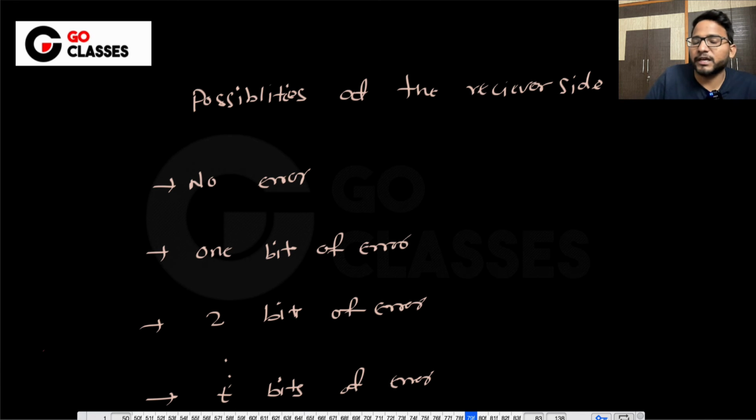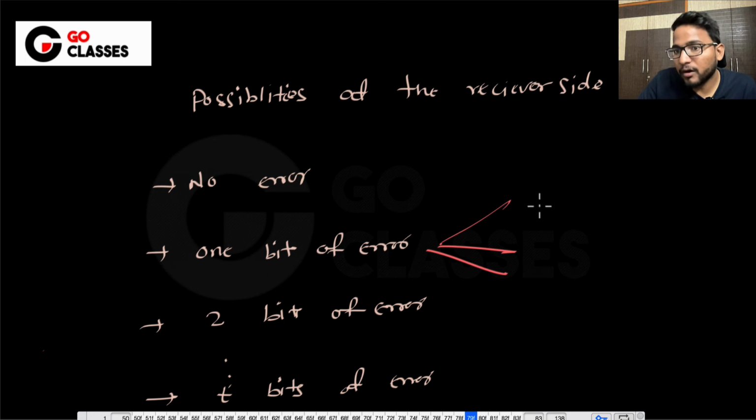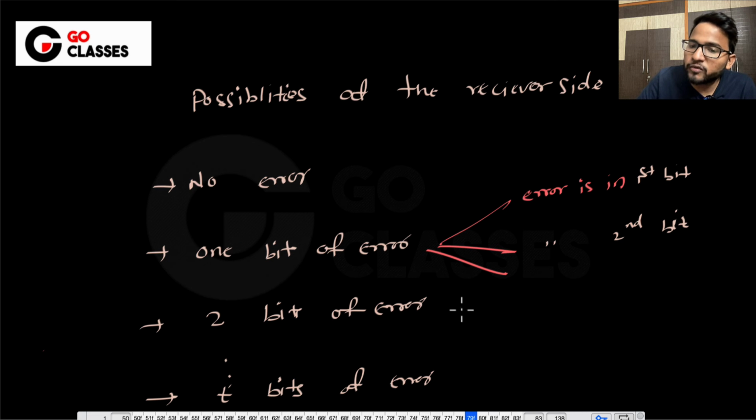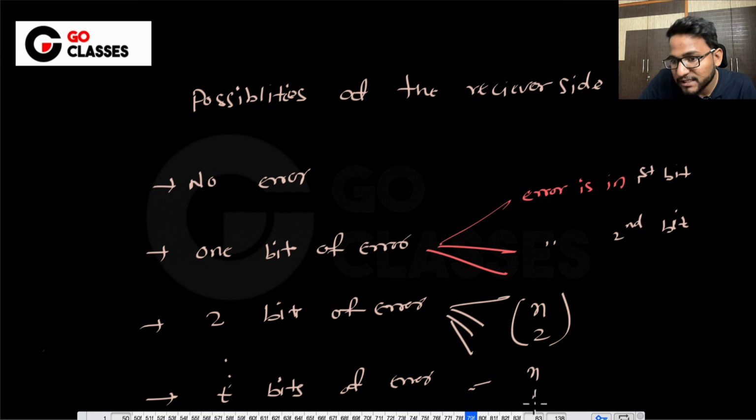That's a very interesting point. Now in 1 bit of error also, how many possibilities are there? There are m plus r possibilities, where you will say the error is in the first bit. So let's suppose that total n bits are there. So there are n possibilities if the total number of bits is n: error is in the first bit, error is in the second bit, similarly error is in the nth bit. Now if there are 2 bits of error, then there are nC2 possibilities. Similarly, for t bits of error, you have nCt possibilities.